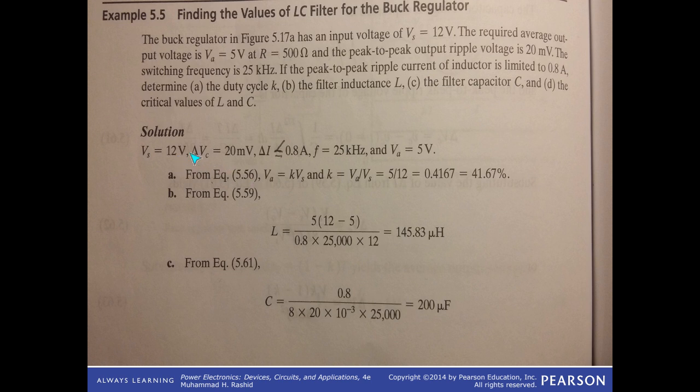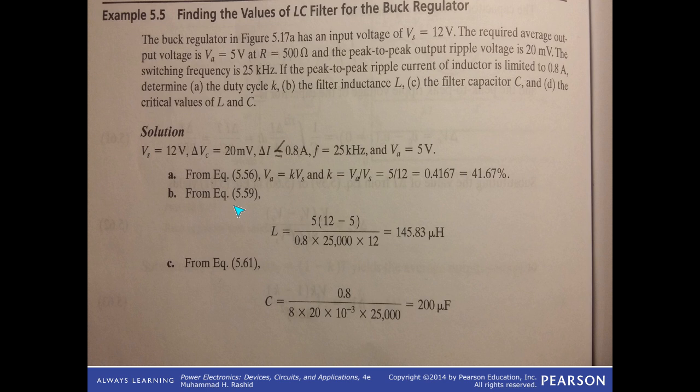Voltage: 12 volt, delta V is 20 millivolt, delta I is smaller than 0.8 A, frequency 25 kilohertz, and the output is 5 volt. Now first of all, K can be found right here. K is equal to V output over V input, 5 over 12, which is 0.41.